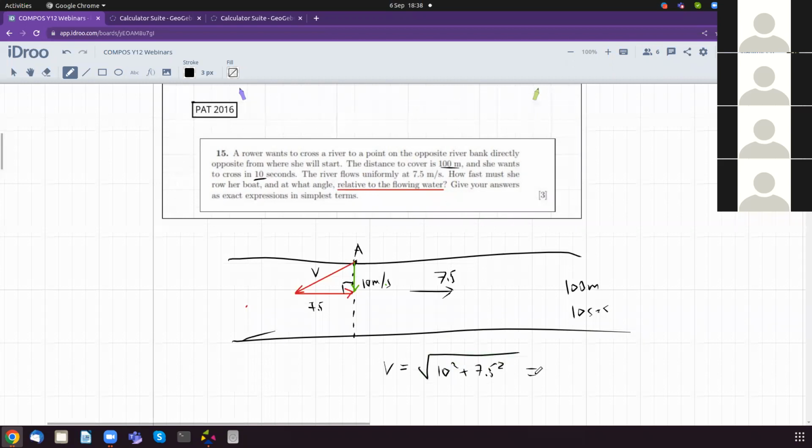So the velocity is the square root of 10 squared plus 7.5 squared, which is 12.5 meters per second. And now, at what angle relative to the flowing water? The water is flowing that way, so we need to find this angle.